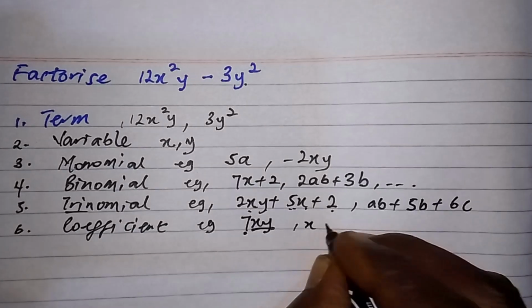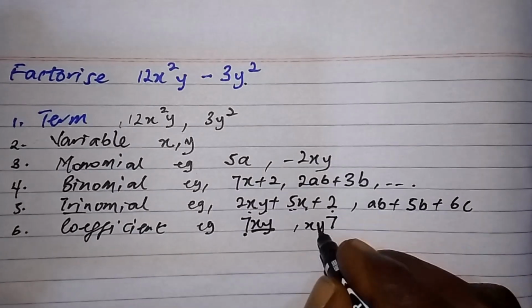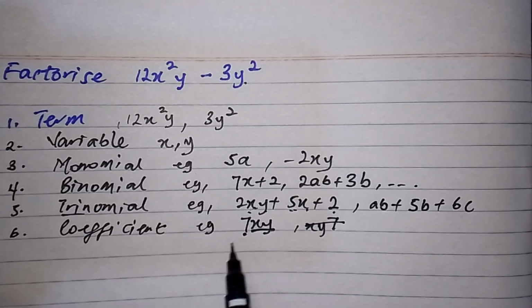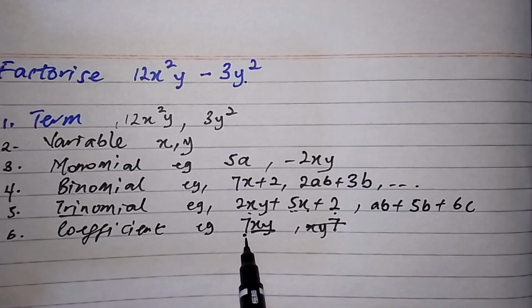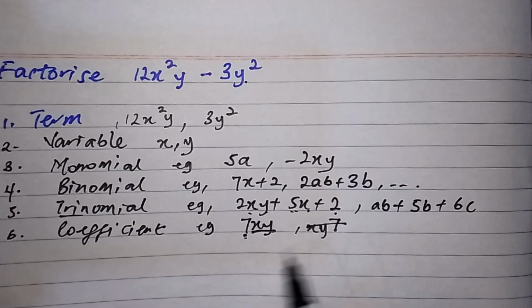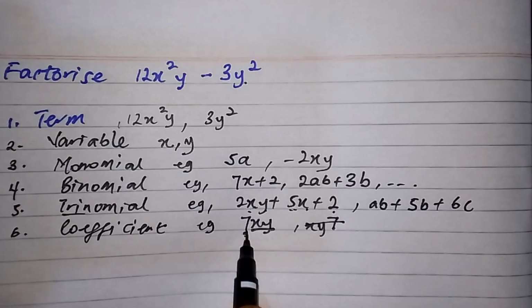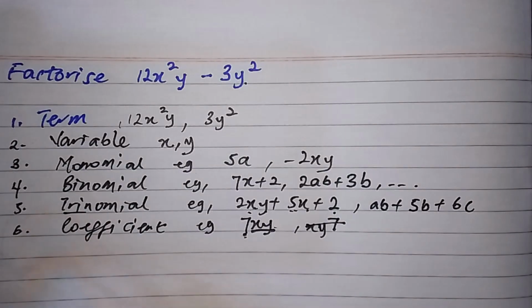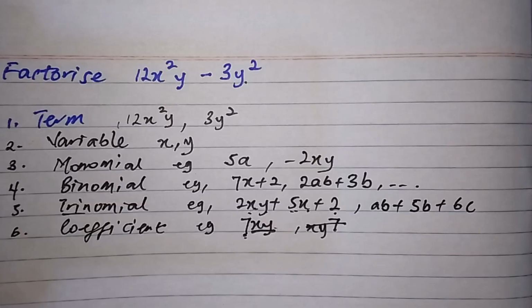So we cannot say xy 7. It is not mathematically correct. The number is written before the variable. So the number placed in front of any letter or variable is called the coefficient of that variable. In this case, 7 is the coefficient of xy. Now knowing this, let's go ahead and factorize the given expression.